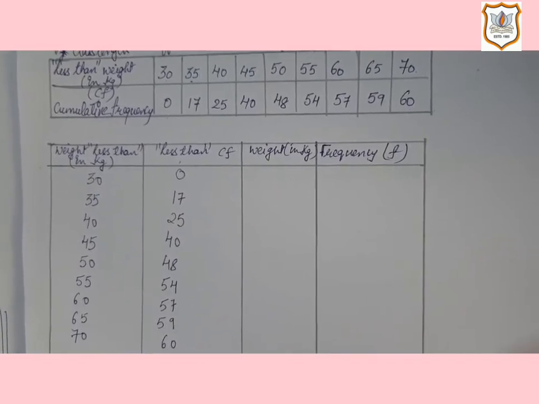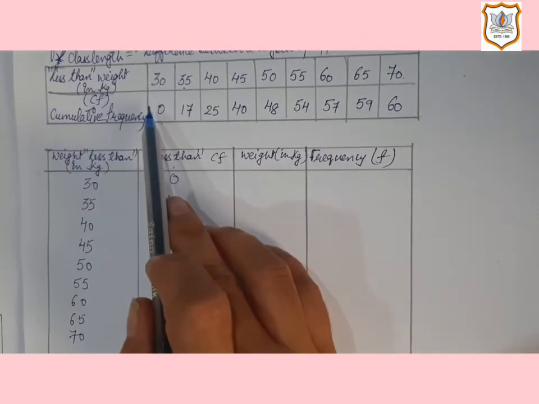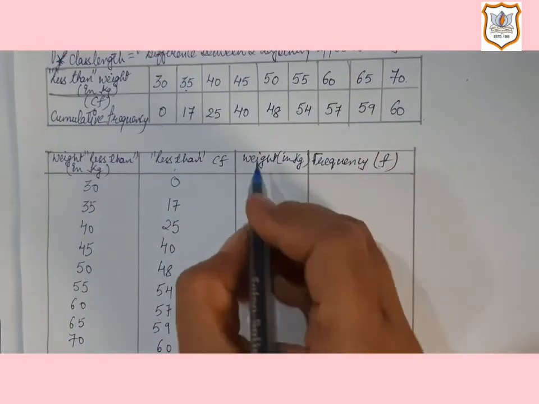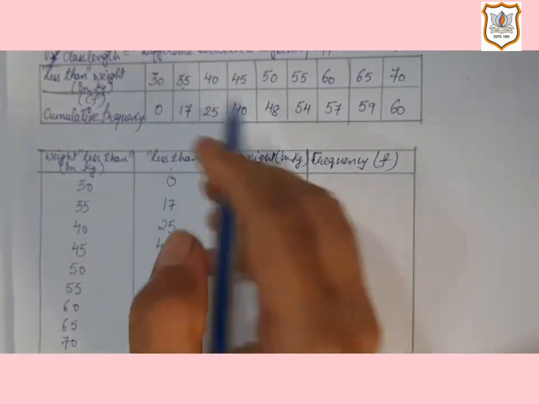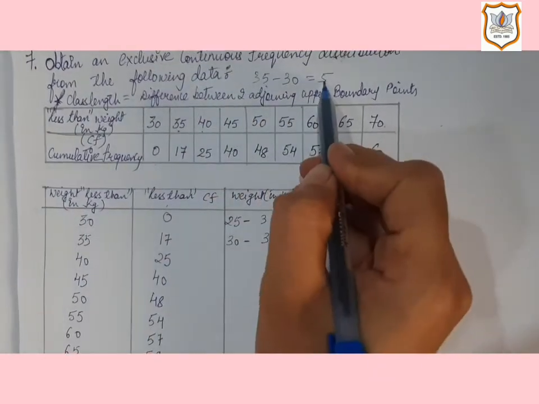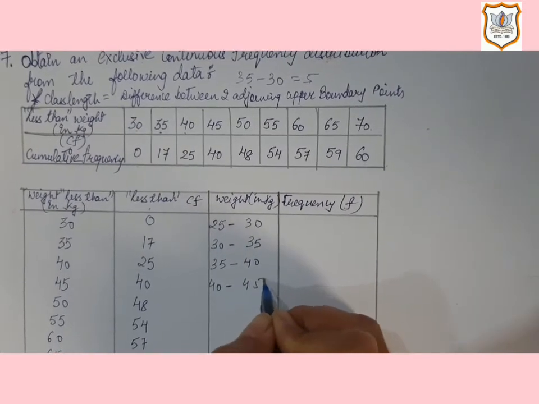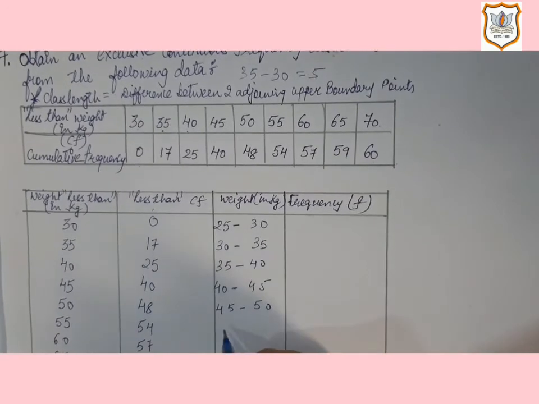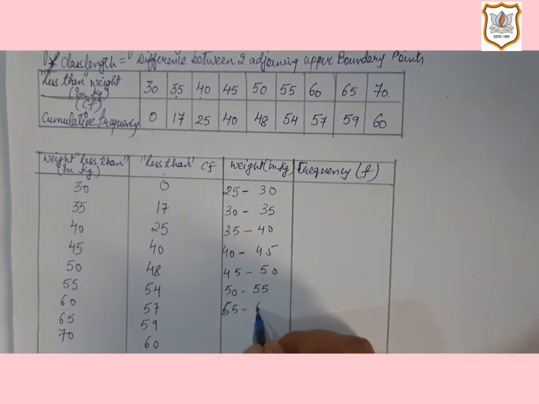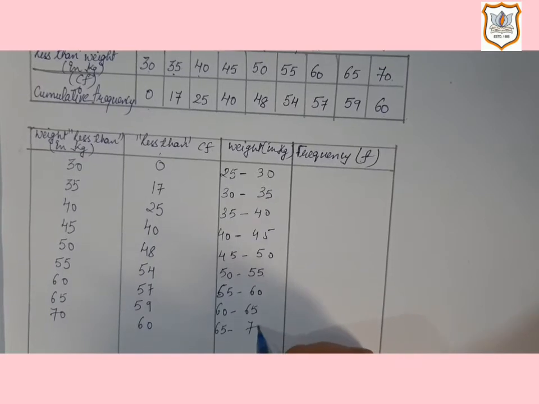Now, as we have to obtain exclusive frequency, here all upper boundary points are given, and to find the lower boundary point, we have to subtract the class length. Upper boundary point minus class length. So 30 minus 5. So the initial class will be 25 to 30. Then 35 minus 5, next class will be 30 to 35. Then 40 minus 5, that will be 35. Next class will be 35 to 40. Then 40 to 45, 45 to 50, 50 to 55, 55 to 60, then 60 to 65, and last 65 to 70.